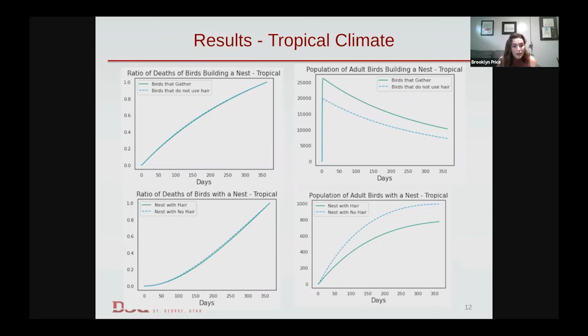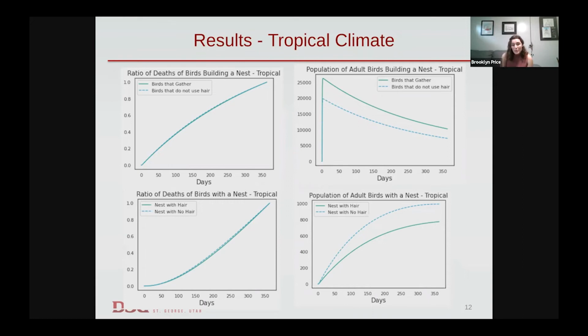And then you can see the ratio of deaths of birds with a nest. This one's a little interesting, because once they have the nest built, the nest with no hair actually has a higher death ratio again. So basically, whether they're building a nest or already have their nest built, the ratio for death is a little bit higher for birds that don't use hair in the nest. That shows, hey, it's good to be a bird with hair in the nest. You get a slightly lower death ratio.